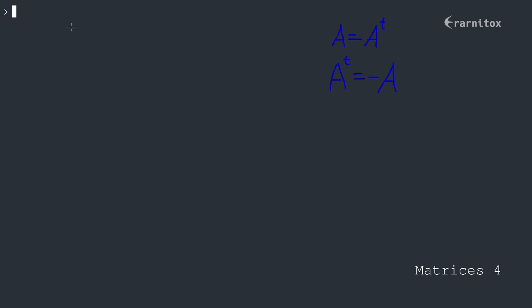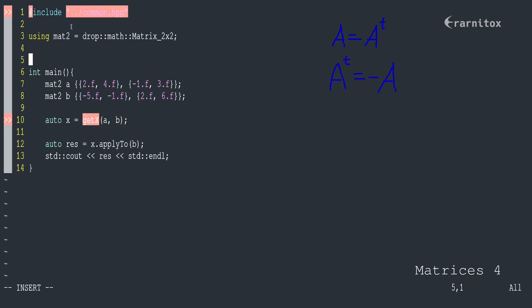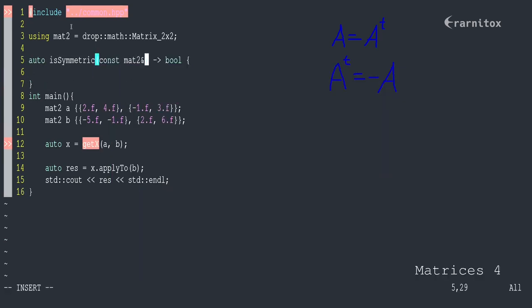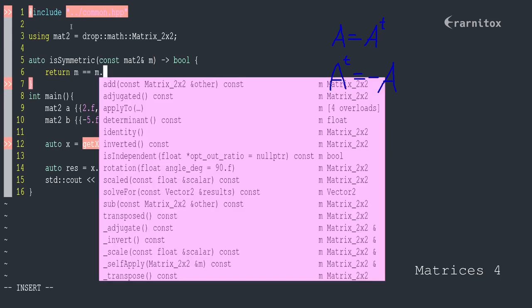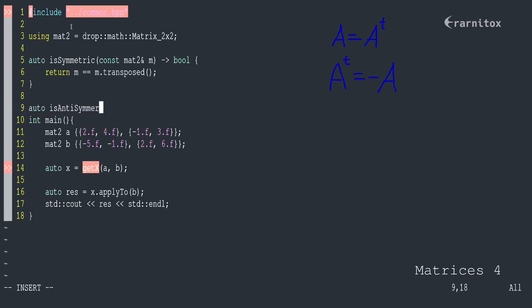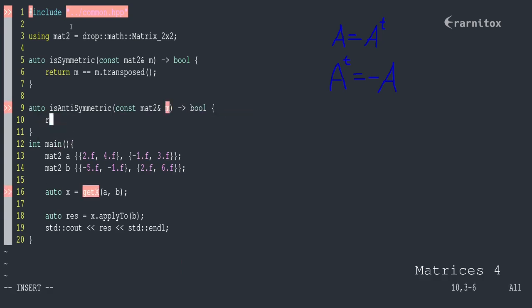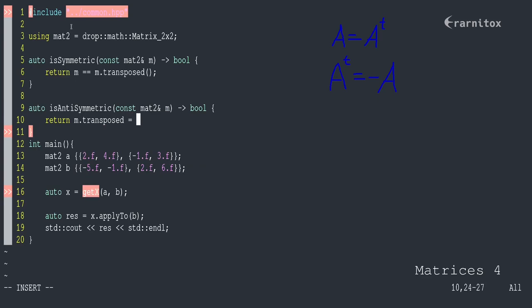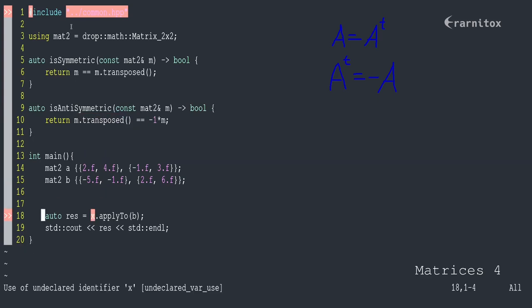And for that, let's write two small functions. First of all, we want to have is_symmetric, and we want to return if M is equal to M transpose. That's all we need to do. And for the anti-symmetric one, we want to do something very similar. Here we want to check if M transpose is equal to minus 1 times M. That, of course. And now we can check if a matrix is symmetric or anti-symmetric.